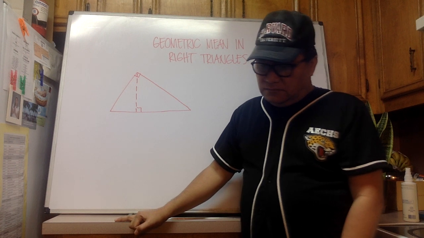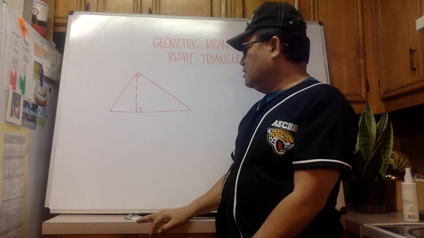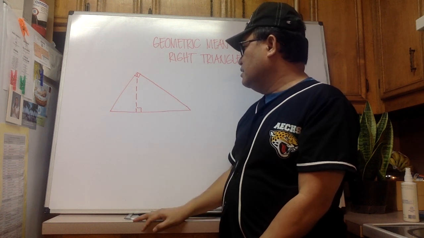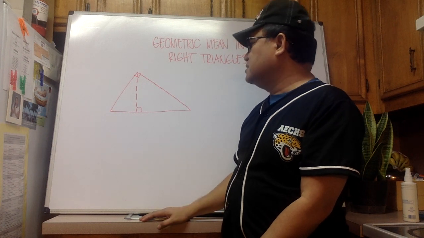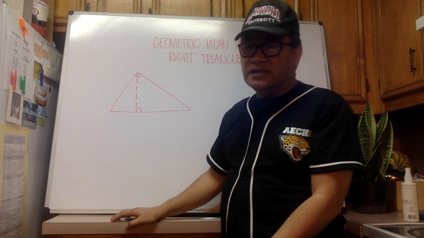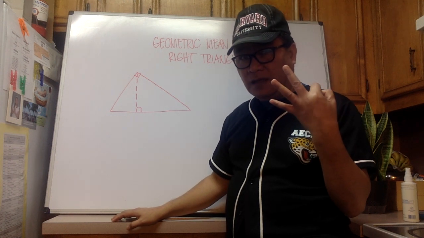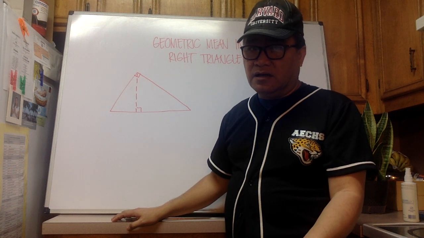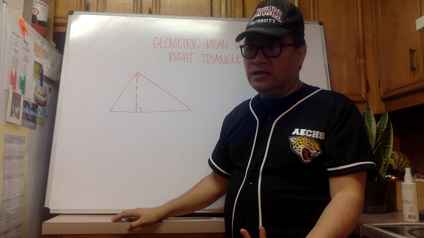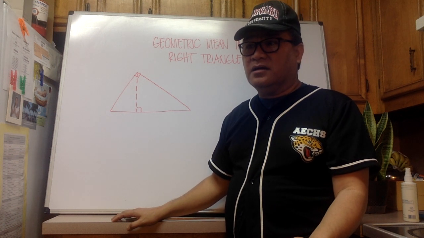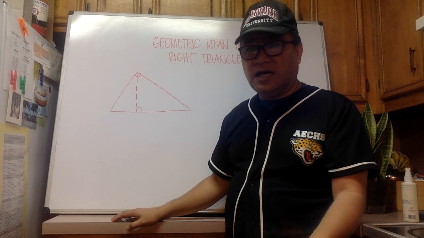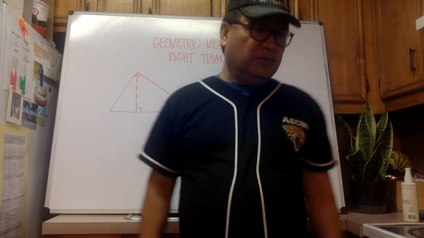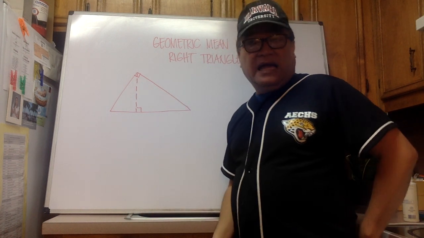Because they are all right triangles and they originate from this circumstance, we can safely say that all three of them are similar right triangles. And because they are similar triangles, their corresponding sides are proportional. So I'm going to remind you of the formulas that I gave you last week.